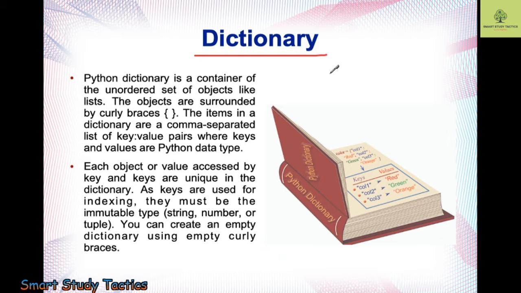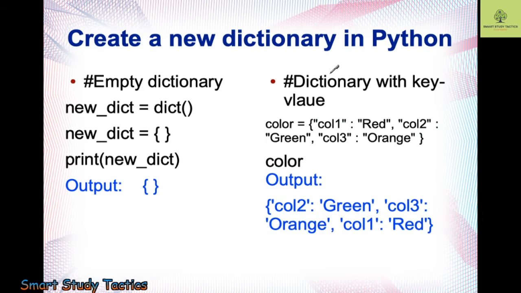As we discussed last time about the dictionary, half the topic is left, so today I'm going to complete that chapter. Here you can see creating a new dictionary, how you can create it. This is the way to create the dictionary. You can create it this way also, and this will be the output. This is the empty dictionary.